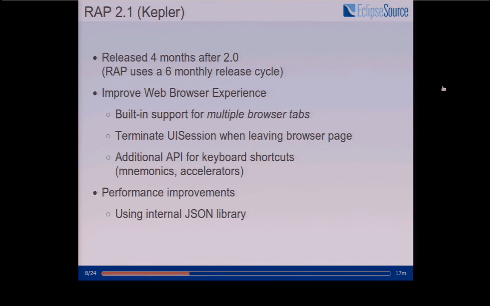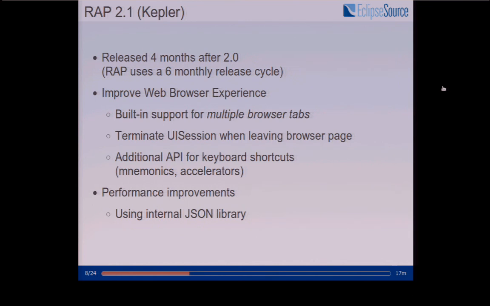RAP 2.1, we had only 4 months to develop RAP 2.1, but we changed our release cycle. We will release not only one major release per year, but every 6 months. We had a few browser improvements on our roadmap. We implemented the multiple browser tab, very important. I think every modern web application should use this.